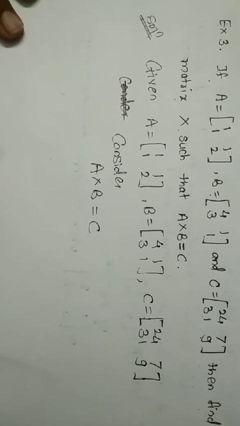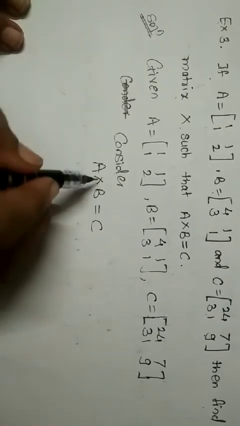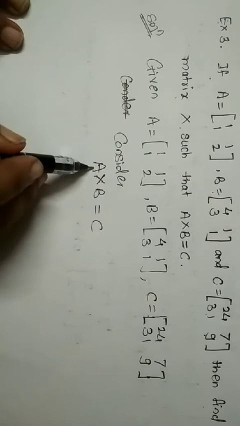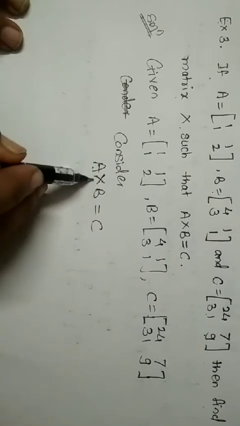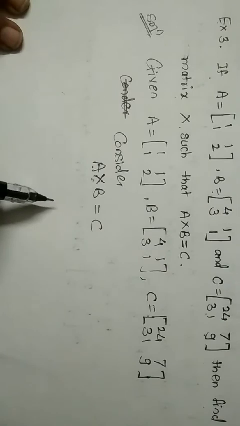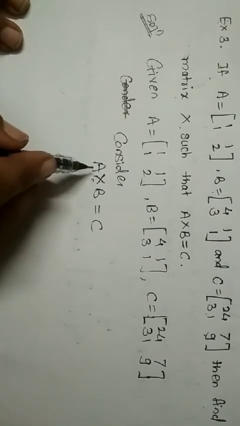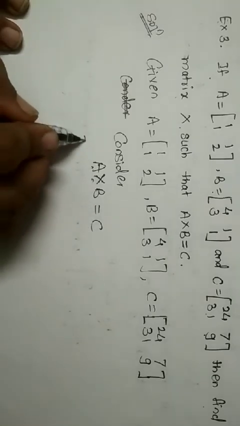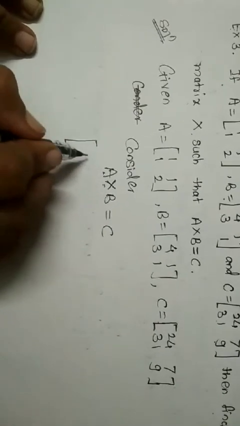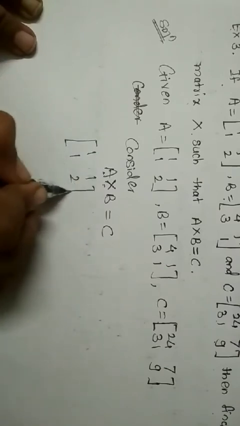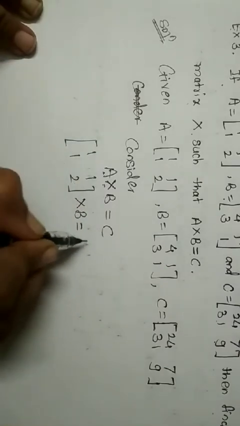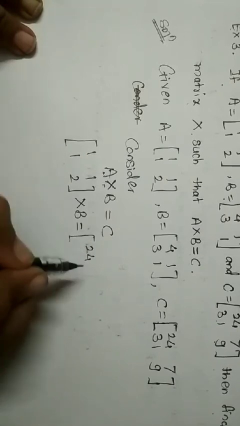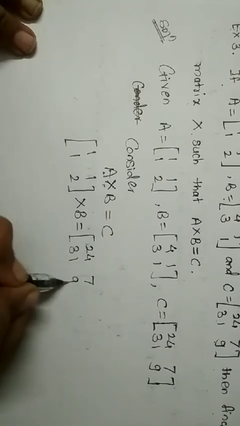Now here there are 3 matrices in the product. So we consider A as one matrix and XB as another matrix. Here A is in the pre-multiplication, so we apply row transformations on matrix A and the same transformations are applied to the matrix C on the RHS. So put the value of A, [1 1; 1 2], times XB is equal to matrix C, [24 7; 31 9].